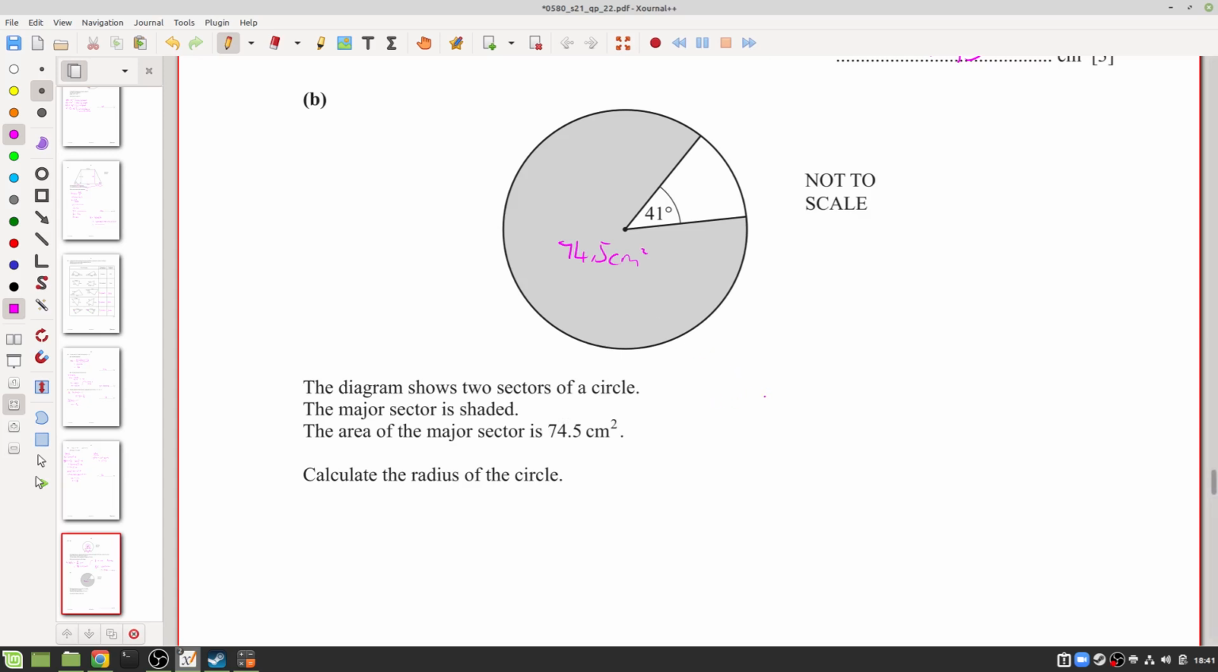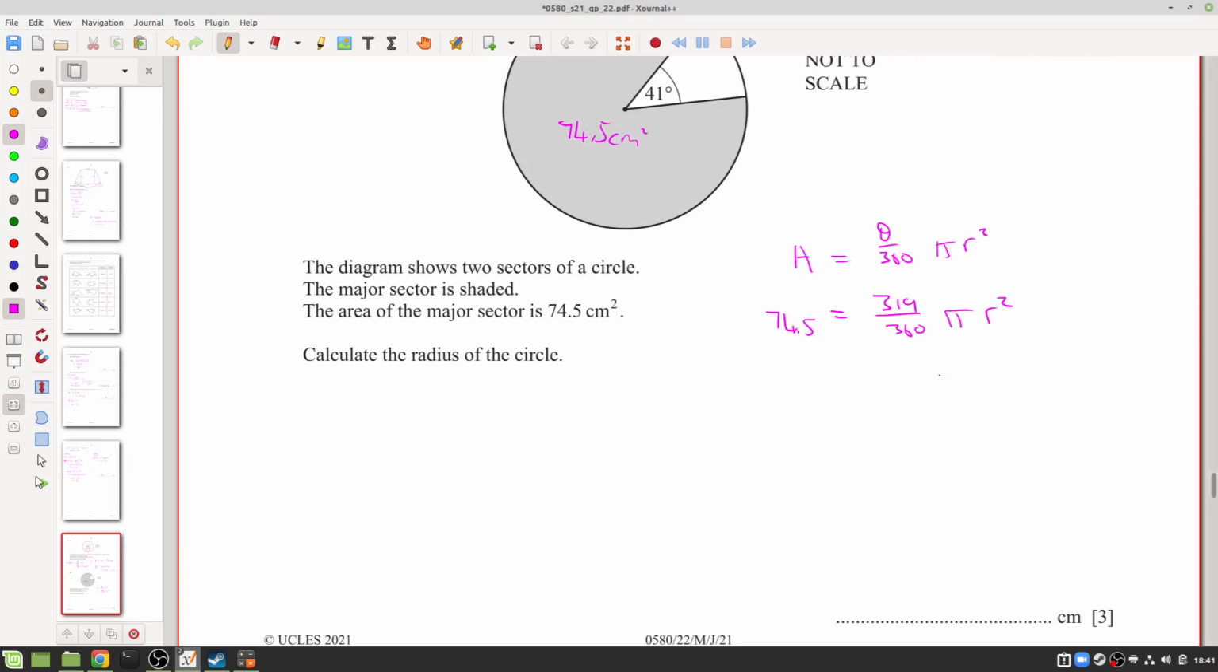Okay, so again it's the same thing. The area of a sector is just some fraction of a full circle times pi radius squared, because that's the area of a circle. In our case, our angle is 360 minus 41, which is 319. So 319 over 360 times pi times radius squared equals our area, which is 74.5. Okay, so we want to work out what r is.